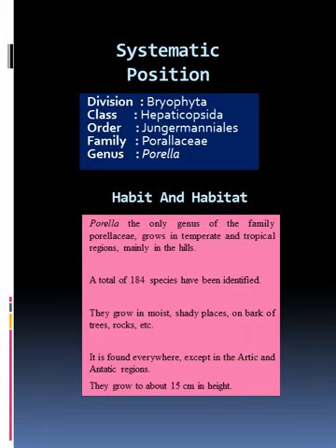Today we are going to discuss the life cycle of Porella plant. Systematic position wise, they belong to the division Bryophyta, class Epicococcidia, order Jungermannialis, family Porellaceae, and the genus is Porella.